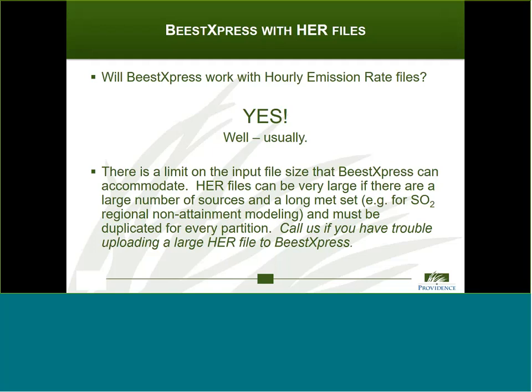And what happens in BEST Express is if you say, I want to split my file into 50 partitions, it makes 50 copies of your hourly emission rate file. And that can be overwhelming depending on the size of your hourly emission rate file. So if you're talking about hundreds of megabytes or gigabytes in size, that's where you'll end up with a problem with BEST Express. So if you happen to be in that situation, call us. But for any other case with hourly files, it should work just fine with BEST Express.